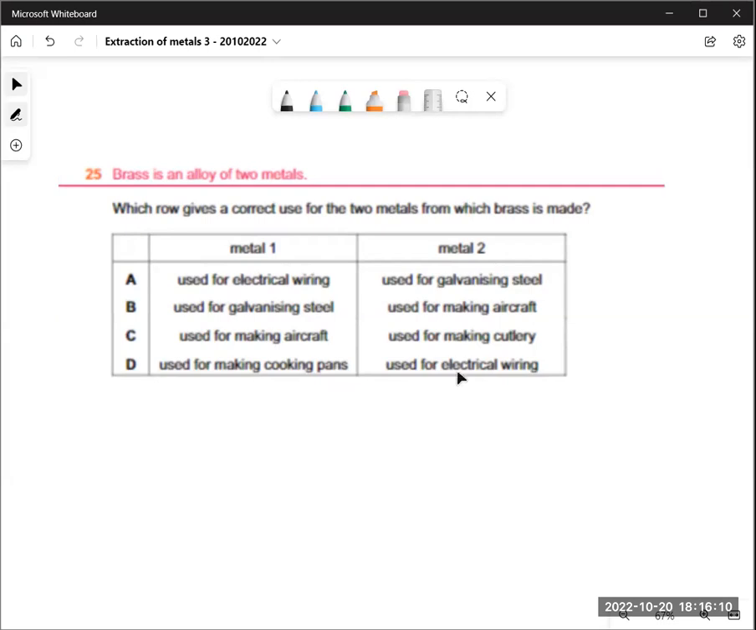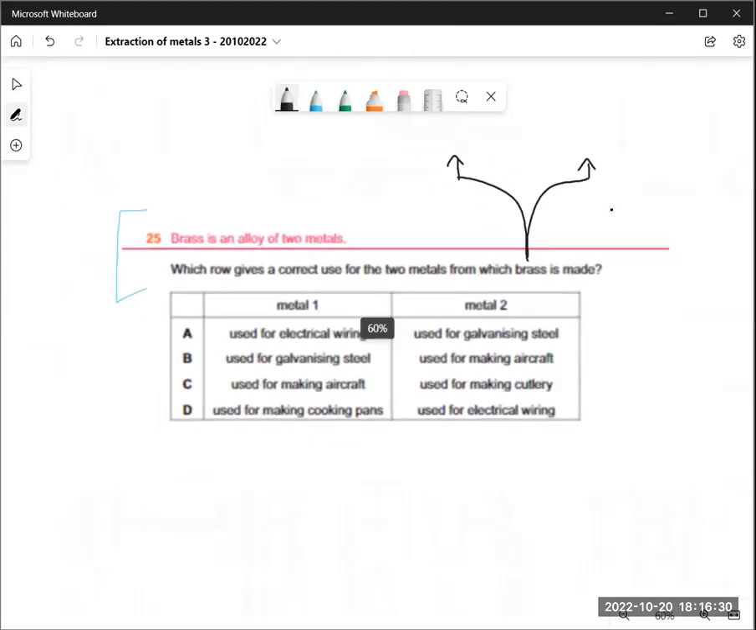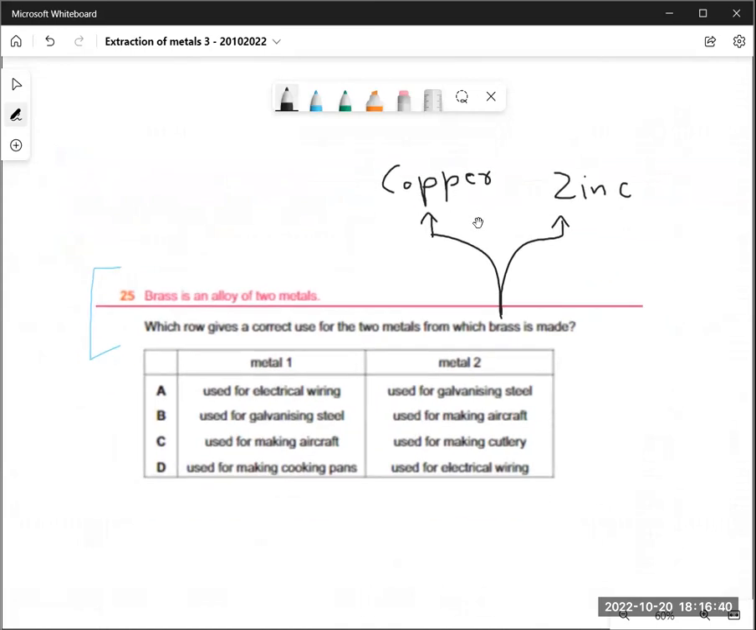Answer in the chat. Or Diana, read the question first out loud. Which row gives the correct use for the two metals from which brass is made? What is brass made up of? Copper and zinc. Now again, zinc is more reactive than copper, so it does not allow copper to rust. Now we realize why we put zinc and chromium, because they stop rusting.